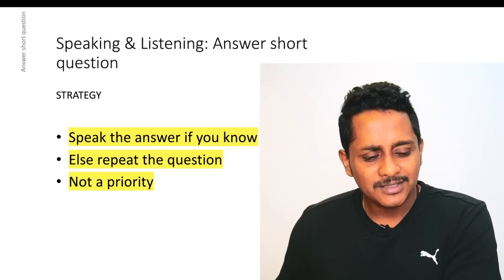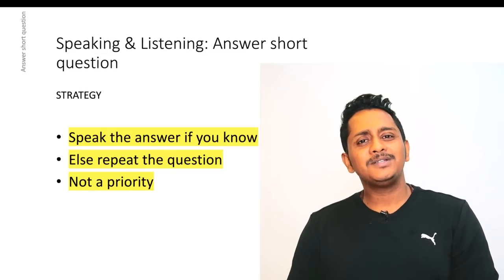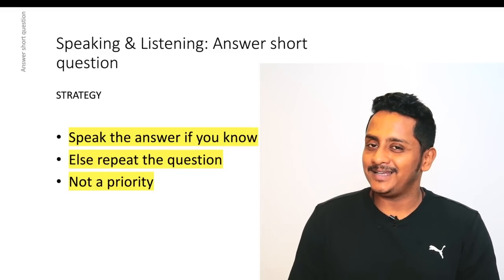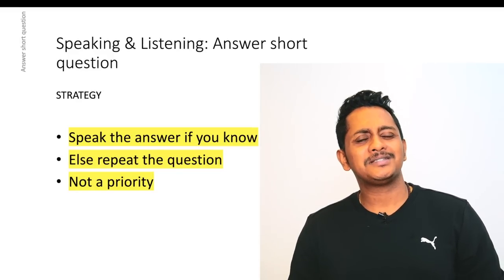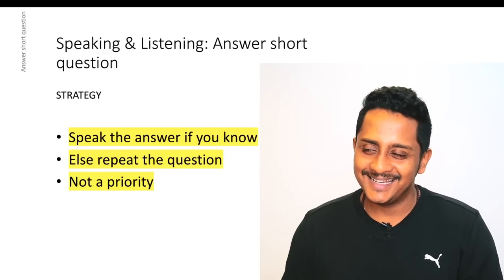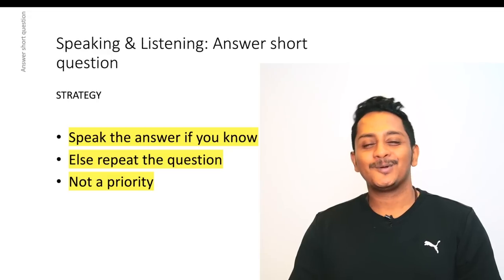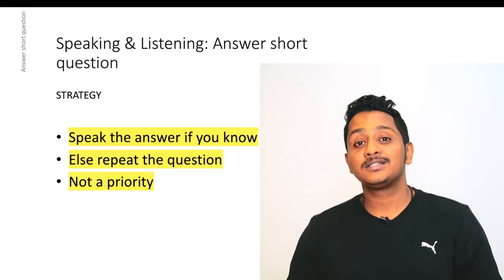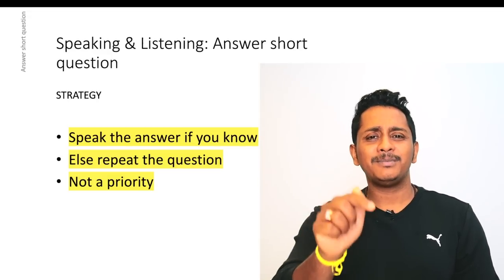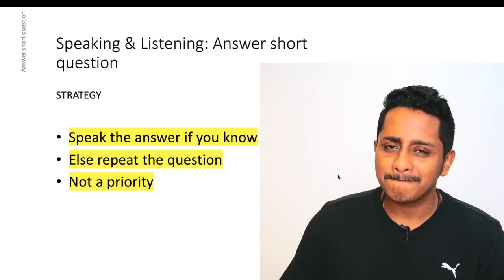They're going to ask you a question. Speak the answer if you know. Otherwise, repeat the question. It's not a priority. You can say, I don't know the answer, and click next. What kind of questions? Any kind of questions can come. Simple ones, probably they will ask you what comes after Sunday. Or they can ask you, who is an ophthalmologist? If you know the answer, you tell. Don't pay attention to the repeated questions. It's all a waste of time.